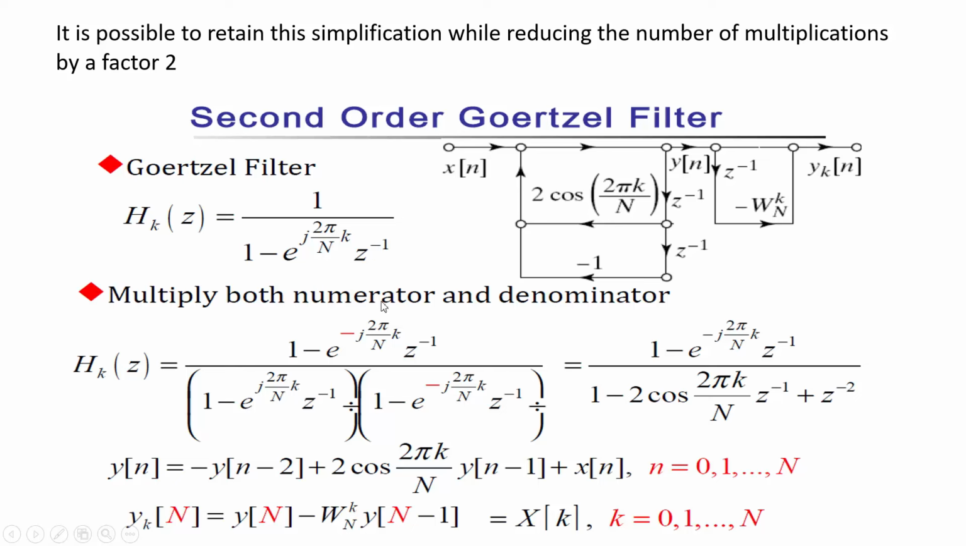Now we multiply both the numerator and the denominator with the factor 1 minus e to the power minus j2 pi by capital N k z to the power minus 1. When we multiply the two factors in the denominator, we get this equation: 1 minus 2 cos of 2 pi k by capital N z to the power minus 1 plus z to the power minus 2.